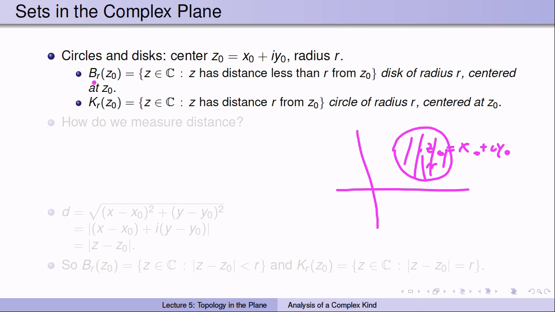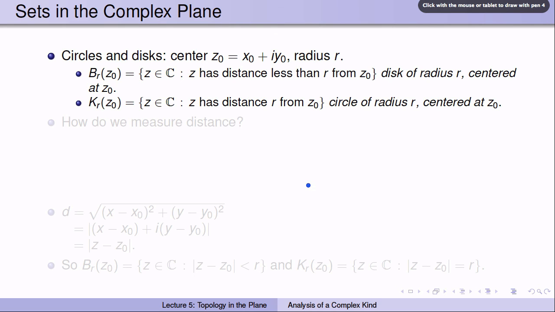So by B_r(z0), we denote the inside, the disk of radius r centered at z0, and K_r is the actual circle. So z has distance less than r from z0, or z has distance r from z0. That's kind of long to write. Is there any better way to write down what the distance is between z and z0? So how do we measure distance in the complex plane? Let's draw a picture.